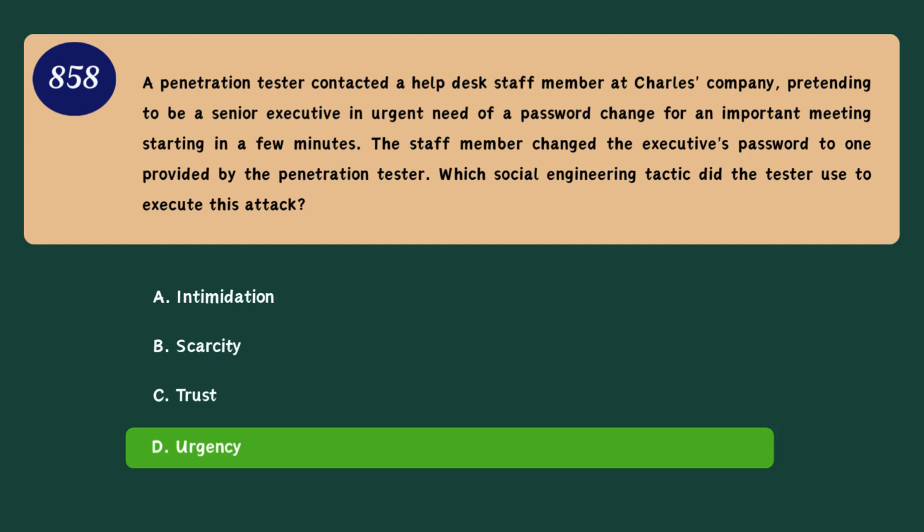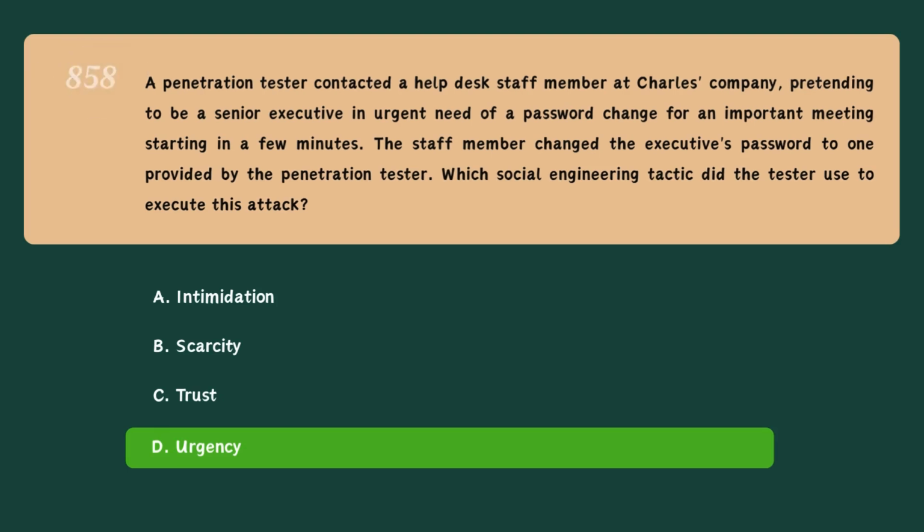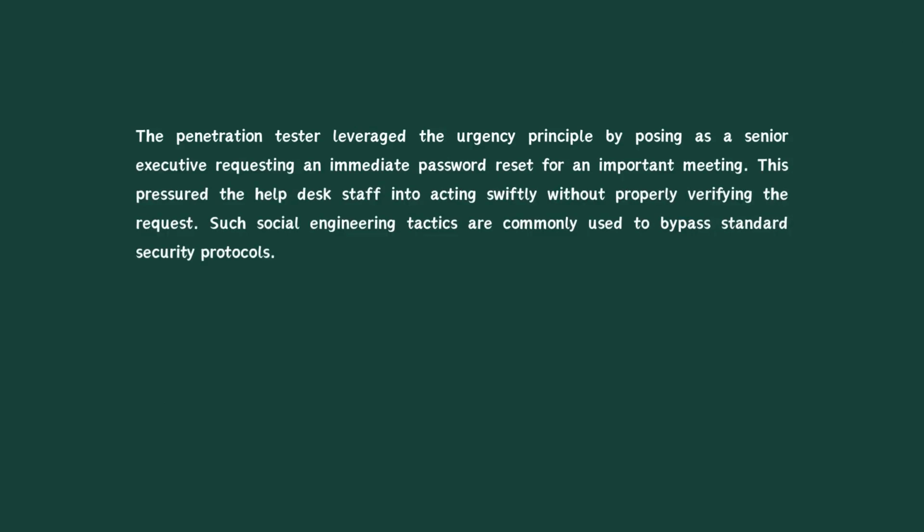Correct answer. D. Urgency. The penetration tester leveraged the urgency principle by posing as a senior executive requesting an immediate password reset for an important meeting. This pressured the help desk staff into acting swiftly without properly verifying the request. Such social engineering tactics are commonly used to bypass standard security protocols.